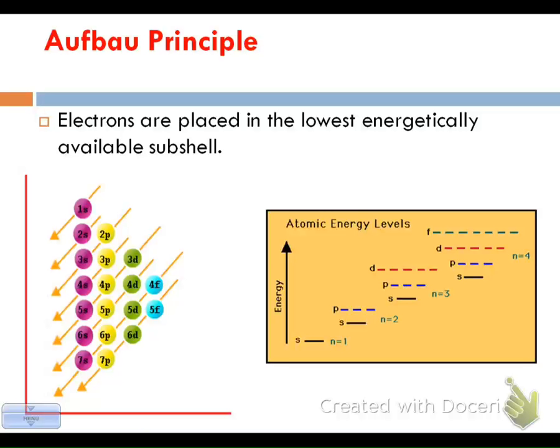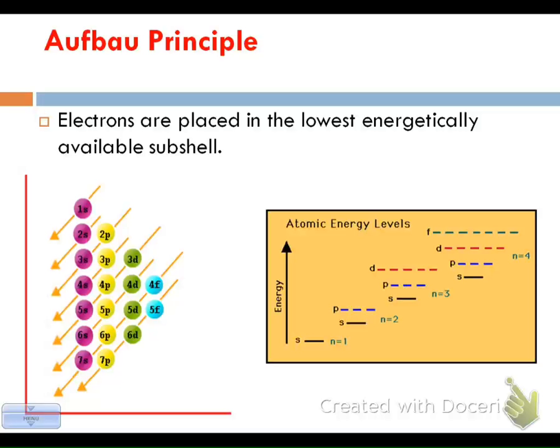To get started, let's talk about some principles. There's three of them that we use to complete the structure of the electron cloud. The first is the Aufbau Principle. Aufbau is not a person. It's a German word that means something about energy, like the order of energy or something like that. But it very simply states electrons are placed in the lowest energetically available subshell.